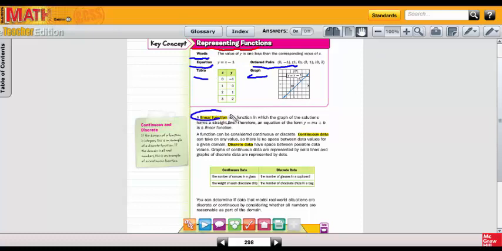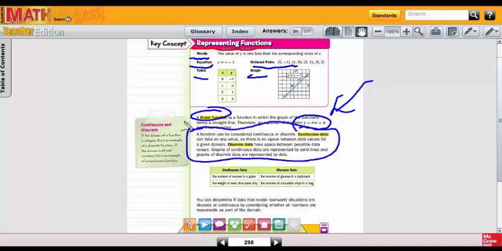A linear function is a function in which the graph of the solutions forms a straight line, which we already talked about. Therefore, an equation in the form of y equals mx plus b is a linear function, and this is something that you should be very, very familiar with. Now, this is a new concept down below here, so make sure you understand this very well.